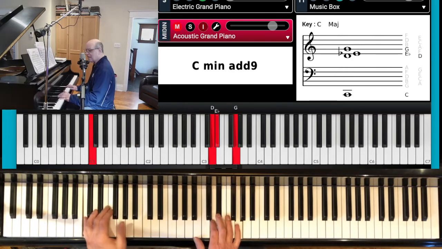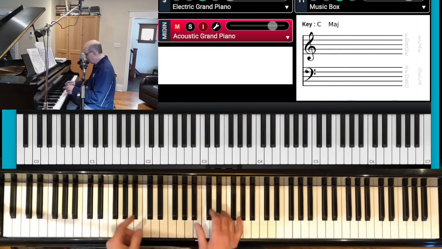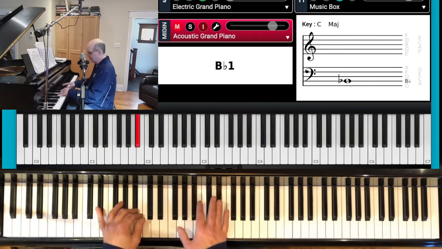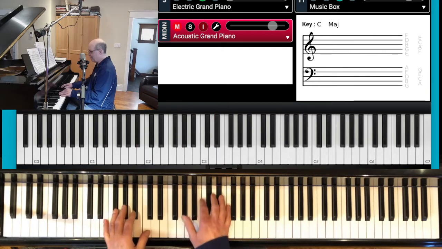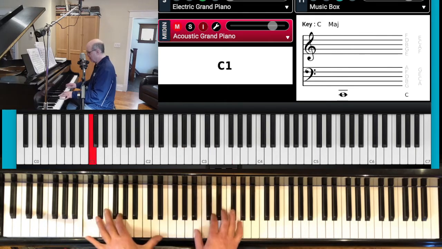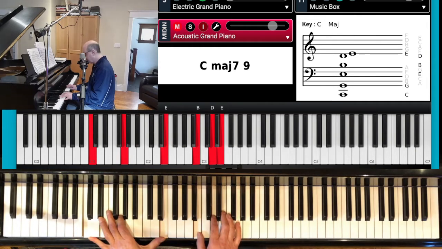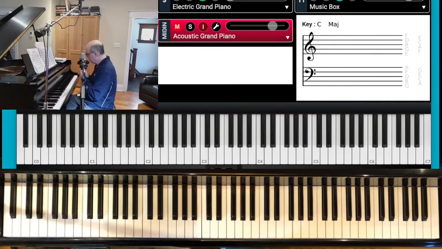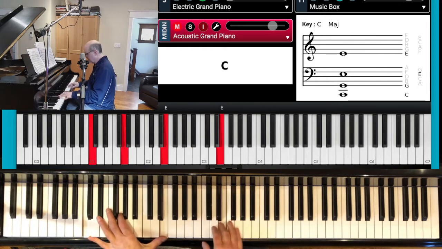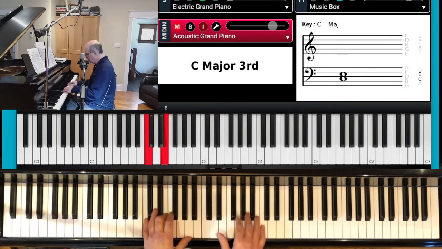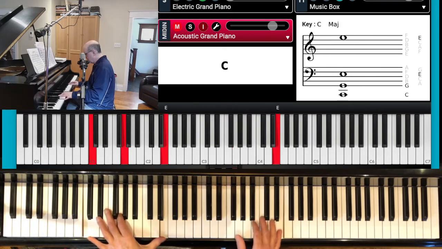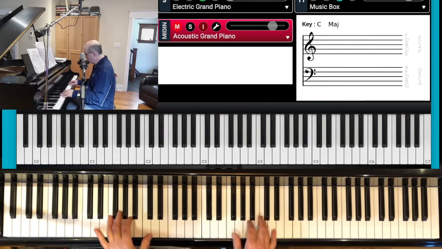See, that's C minor, but if you go, so B flat 7 goes to E flat major. B flat 7 goes to C minor. B flat 7, if it can go to C minor, can go to C major. You can see how useful this is. For example, there's a song called Happy Days Are Here Again.